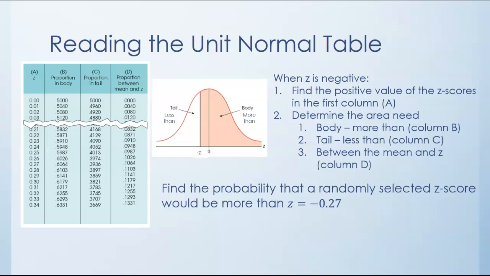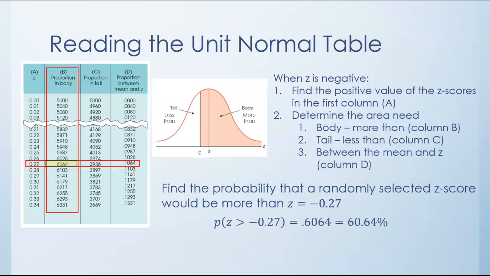Okay, so if we look at this, we want to find the probability that a randomly selected z-score is more than -0.27. So again, the first thing we're going to do is find the positive value 0.27 on our chart. There's that 0.27. And because we want more than for a negative value, this is going to be the body, which is our column B. We find that the probability that Z is greater than -0.27 is 0.6064, which is 60.64%.